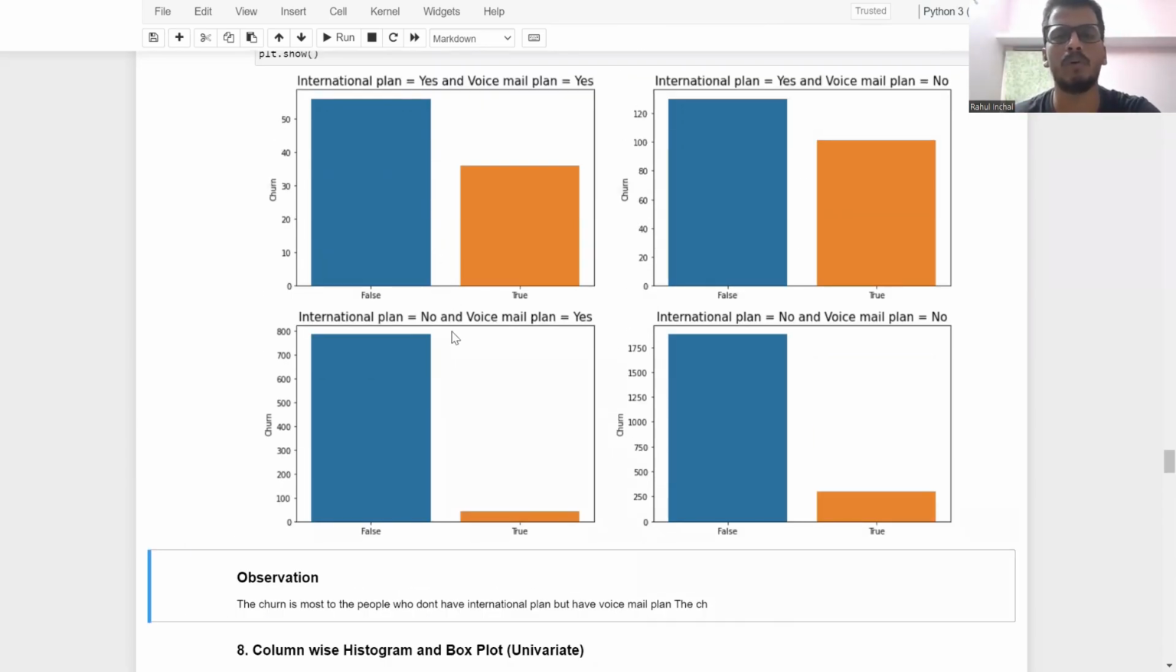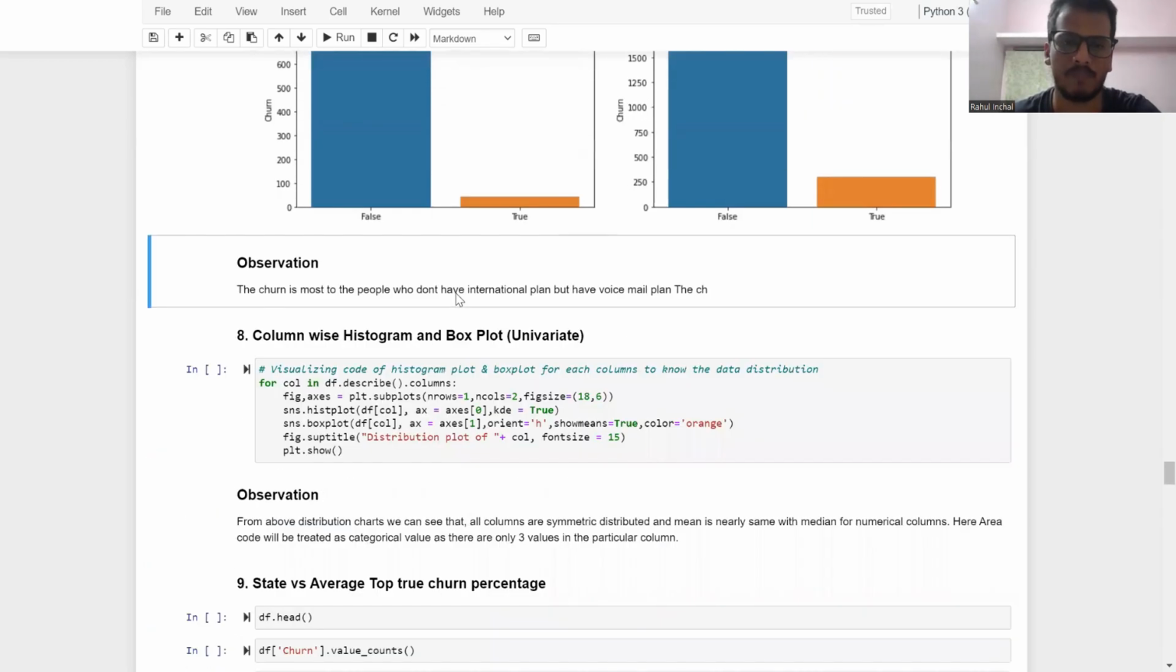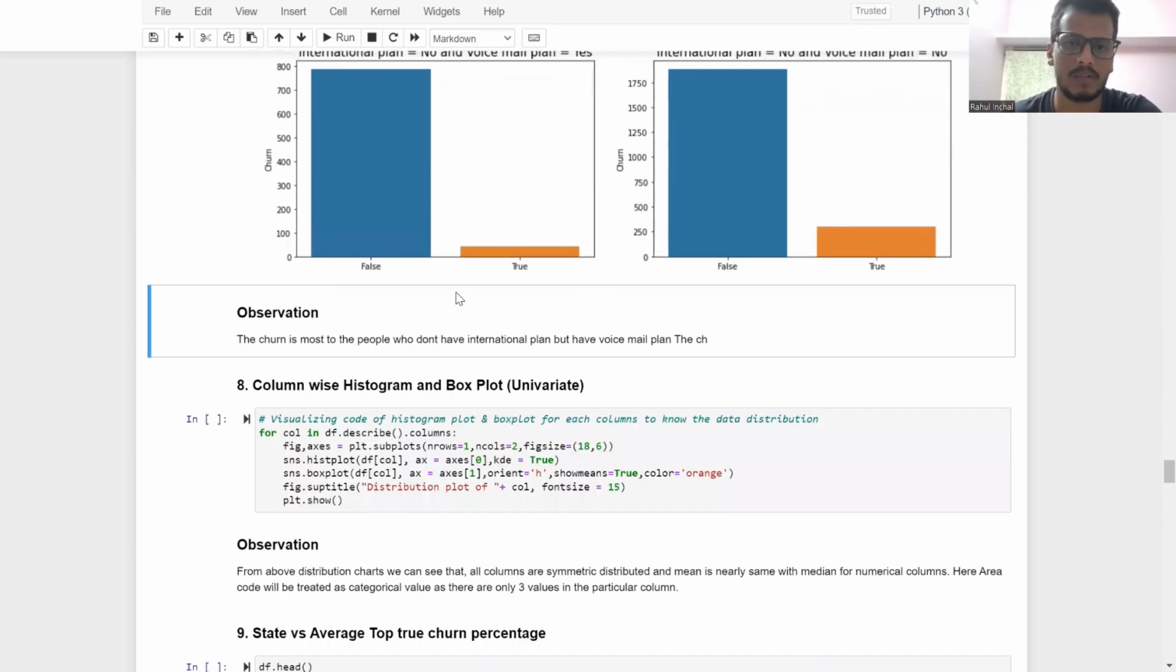One more insight, from a business point of view, is that if a customer is ready to take the subscription of the international plan, then it is more likely that he is going to retain the subscription. So churn is going to be less in that situation. So that is one insight which we can draw.